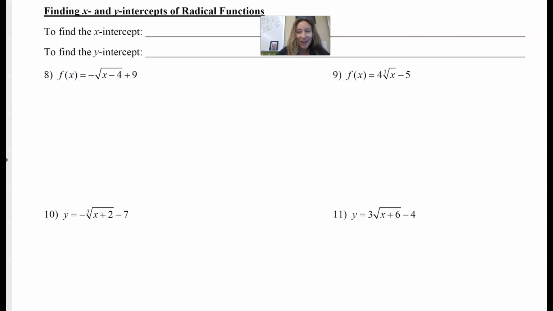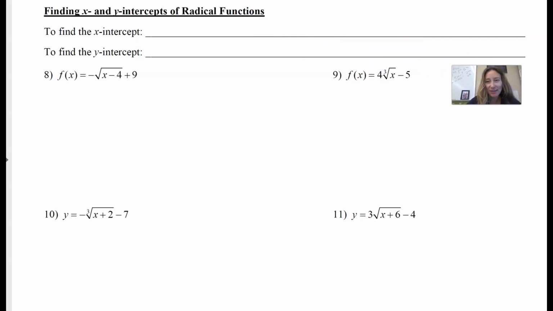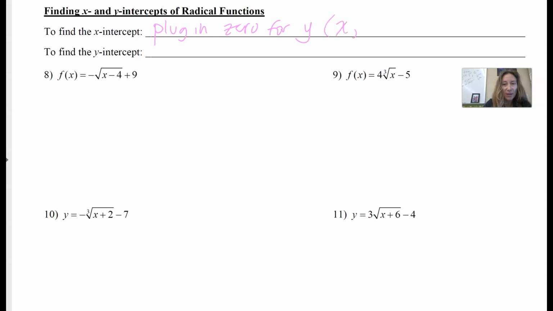Hello. So we want to find the x and y intercepts here. And to find the x-intercept, we always do the same thing for all functions. To find the x-intercept, we plug in 0 for y, because it's going to be x comma 0, and solve.